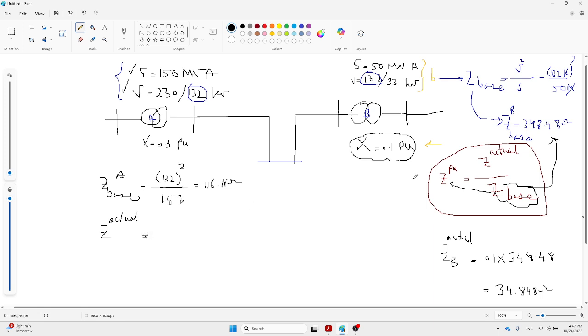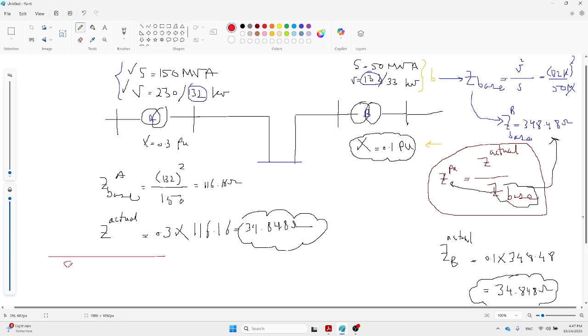Then the Z actual, using this formula, is Z per unit, which is 0.3, times 116.16, which is equal to, can you check? It is 34.848. So you can see whatever the transformer are different in the level and operation, the Z of the transformer in the actual is the same, but in the per unit is different, correct?